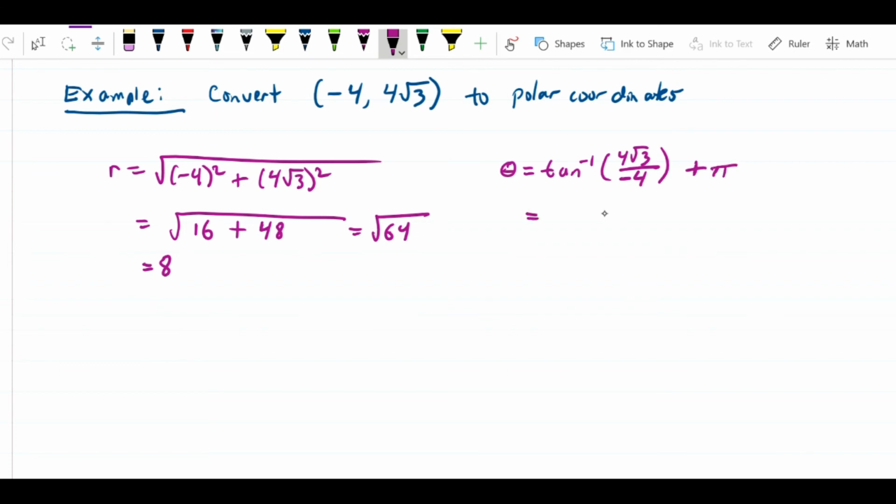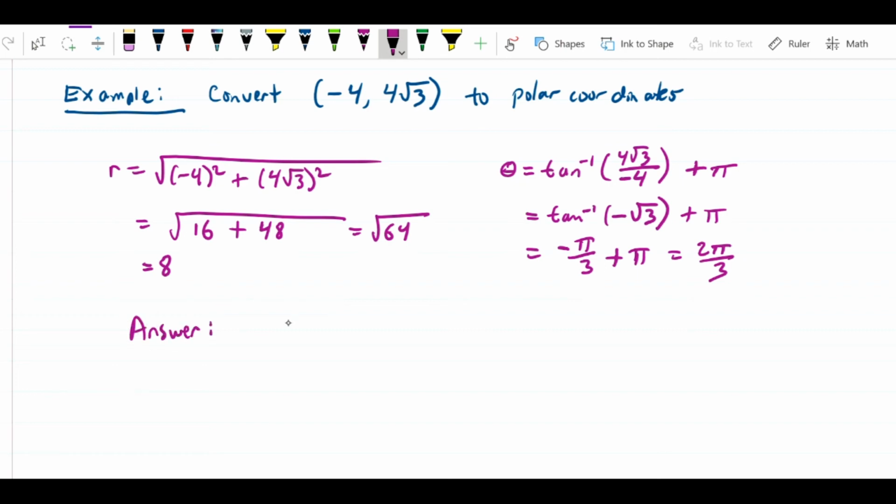By a little bit of division, that's going to be arctangent of negative root 3. We know that root 3 is one of those values for which we do know the arctangent, and since arctan is an odd function, arctan of negative root 3 is the same as negative arctangent of root 3. I have to add pi to that, and this is going to equal negative pi over 3 plus pi, which equals 2 pi over 3. So the answer is (8, 2 pi over 3).